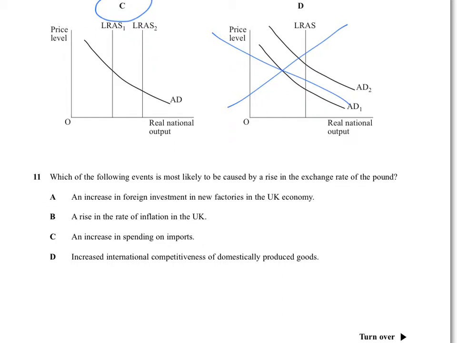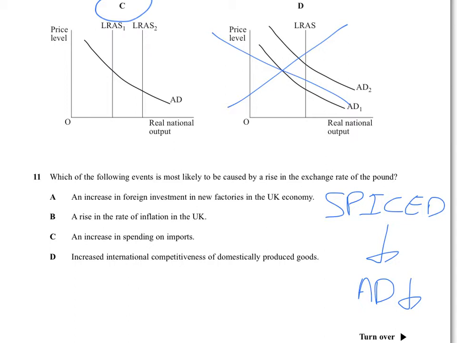Right, 11. Which of the following events is most likely to be caused by a rise in the exchange rate of the pound? Again, we love this, because as soon as you see rise in the exchange rate, you write SPICED. And you know, when there's a strong pound, imports are cheap, exports are dear. So that will lead to AD going down, because we won't be selling the exports and we'll be buying imports. Okay. An increase in foreign investment in new factories in the UK economy. Now we'll go back to that in a second, right? What's likely to be caused by a rise in the exchange rate?